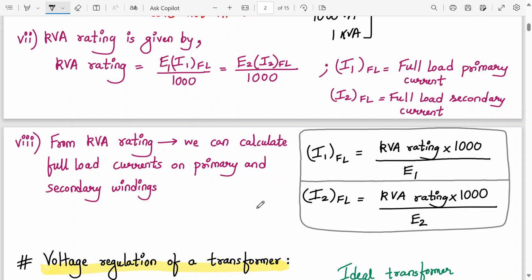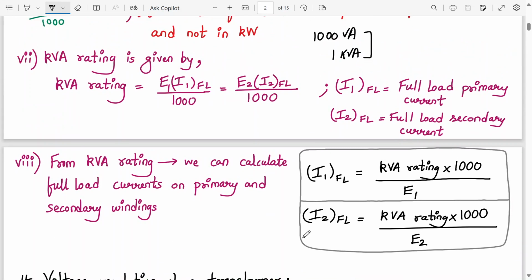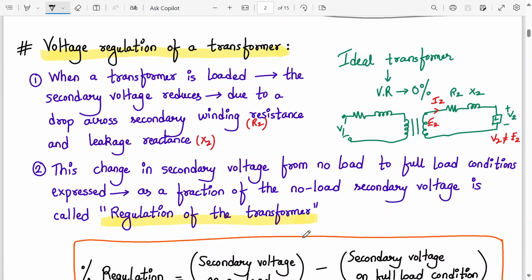Understood? Can we go for voltage regulation? Yeah, students. Yes, sir. So write down the topic voltage regulation in your books.